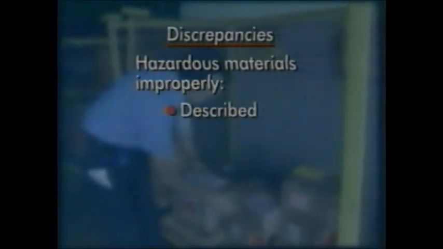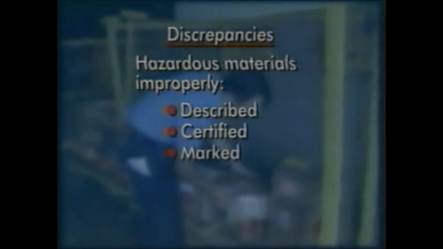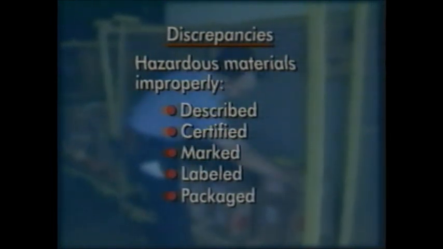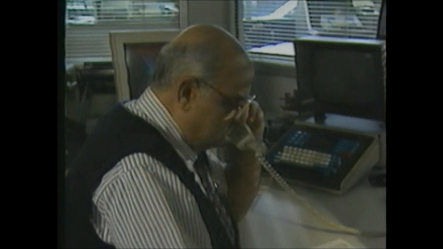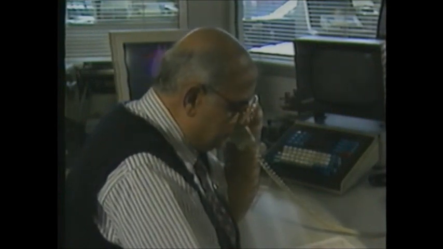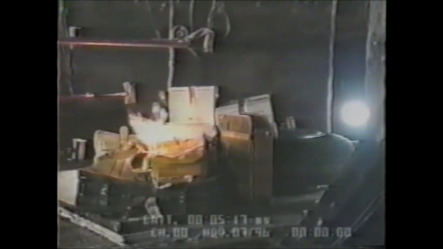Discrepancies are situations where hazardous materials are improperly described, certified, marked, labeled, or packaged, and this is not known at the time of acceptance by the air carrier. Discrepancies require the person who discovered the discrepancy to notify the nearest FAA Civil Aviation Security Office by telephone. HAZMAT incidents and accidents that result in any of the following require notification as soon as possible to the nearest FAA Civil Aviation Security Office or the Center for Disease Control, if applicable.